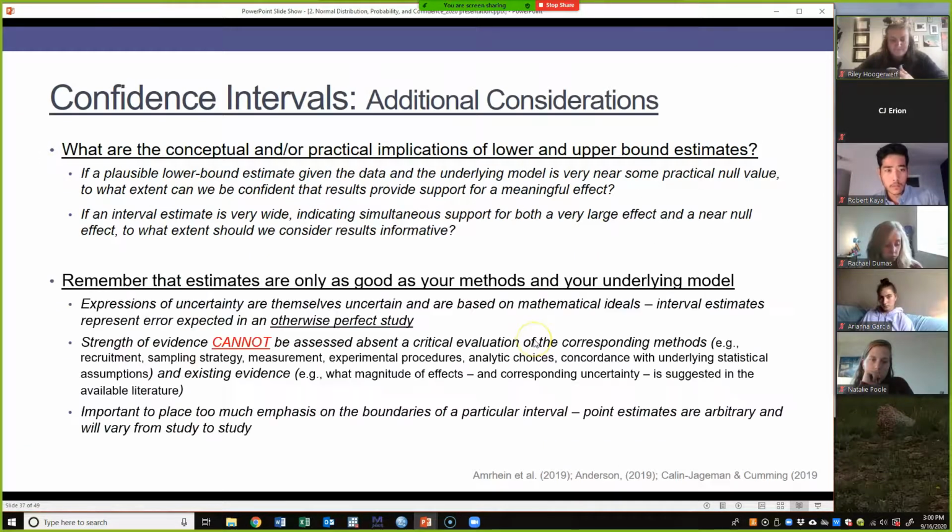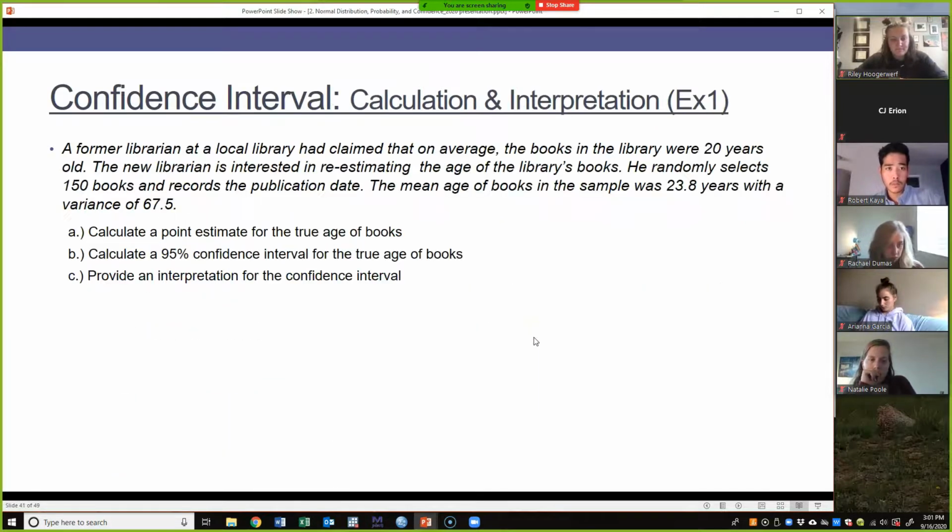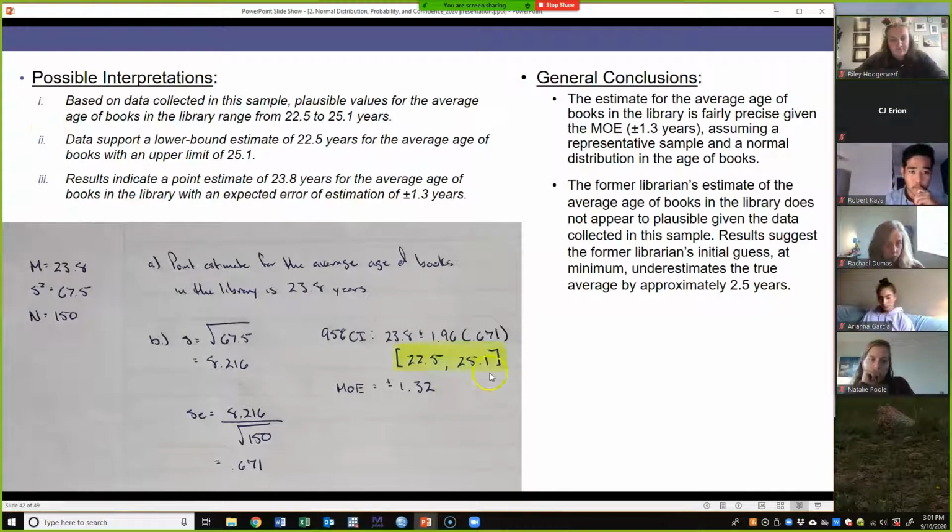So if we're going through with this example, I could interpret this a bunch of different ways, but some examples: based on the data collected in the sample, plausible values for the average age of books in the library range from 22.5 to 25.1, right? So my point estimate is 23.8, but based on the data I've collected, anything between 22.5 and 25.1 years would be reasonable. Is a value of 22 years for the average age of books impossible?